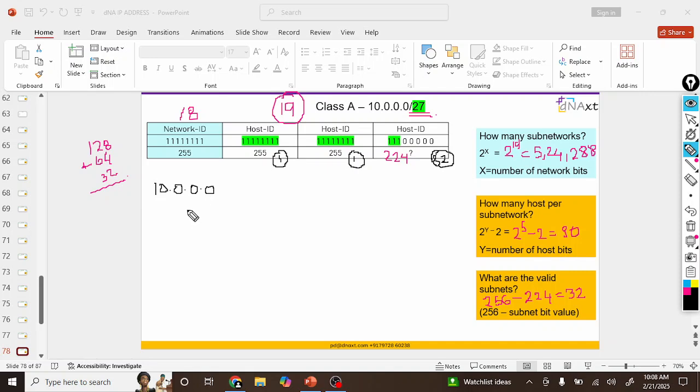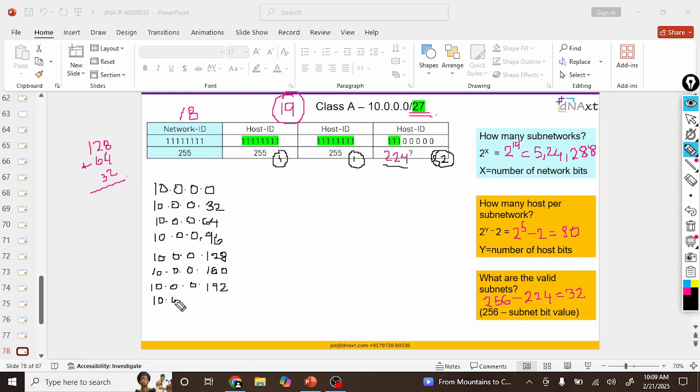So let's write down a few of the subnetworks. 10.0.0.0. First of all, we'll do increment in the fourth octet. So 10.0.0.32, 10.0.0.64, 10.0.0.96, 10.0.0.128, 10.0.0.160, 10.0.0.192, and 10.0.0.224.